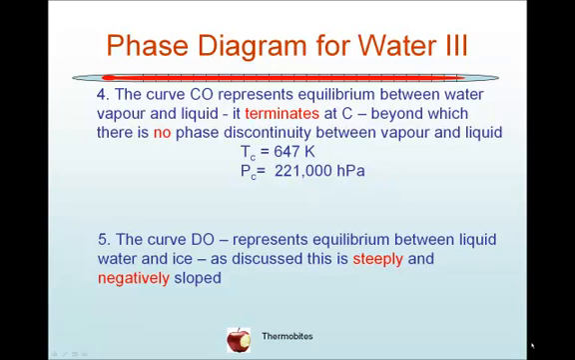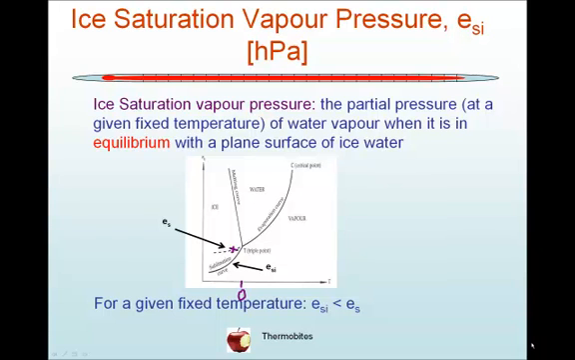The curve DO represents equilibrium between liquid water and ice, and as discussed in the lecture on the Clausius-Clapeyron equation, is steeply and negatively sloped. Ice saturation vapor pressure, ESI in hectopascals, is the partial pressure at a given fixed temperature of water vapor when it is in equilibrium with a plane surface of ice water, that is supercooled liquid water. And you can see that's along that dashed line that extends from the evaporation curve into temperatures below 0. So there's an equilibrium along that curve between vapor and ice.